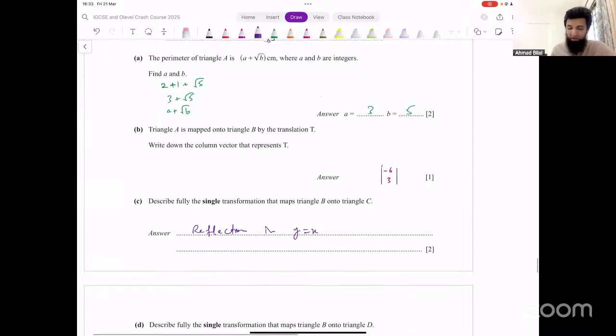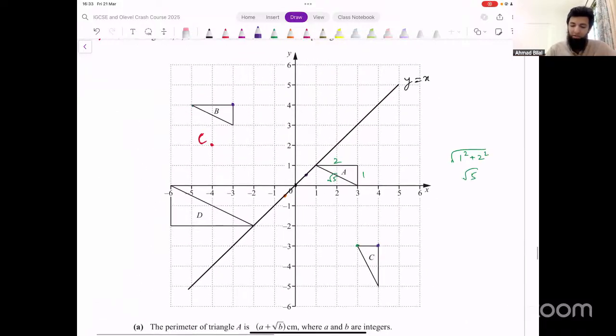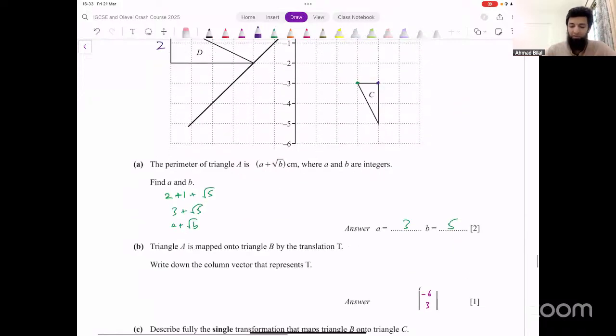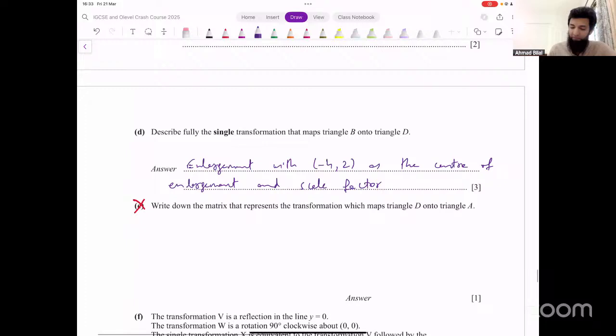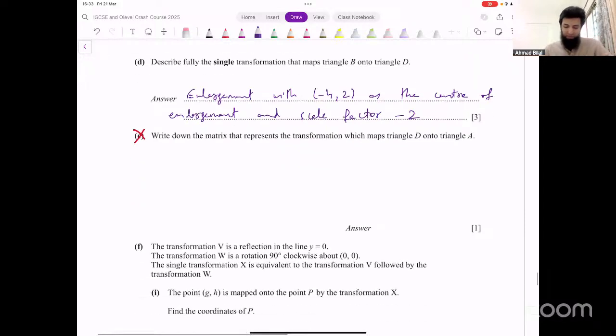What about scale factor? Look at the original figure. Smallest side here, this is 1 unit. The other figure, 2 units. So it's becoming twice. Scale factor has to be either plus or -2. But since the transformed figure is going on the other side of the center of enlargement, the scale factor is supposed to be negative. So we say the scale factor therefore is -2. That's the scale factor. Then the next part is about matrices. I'll skip that.